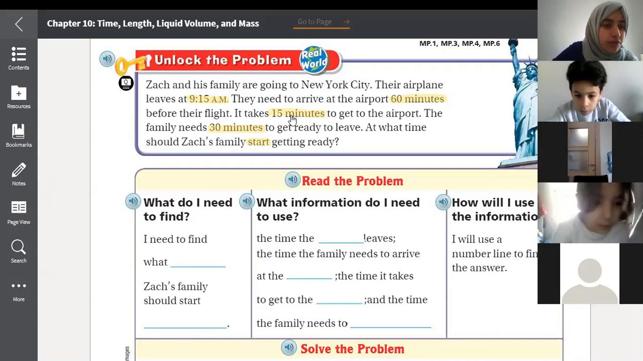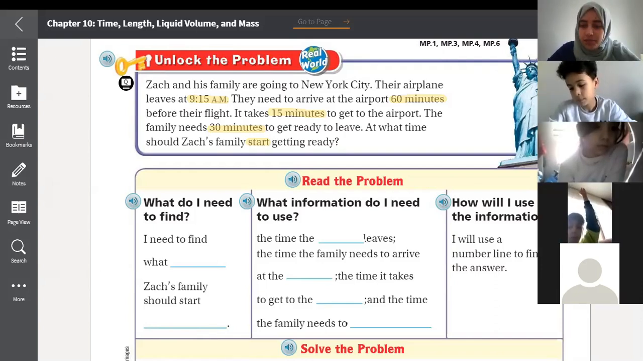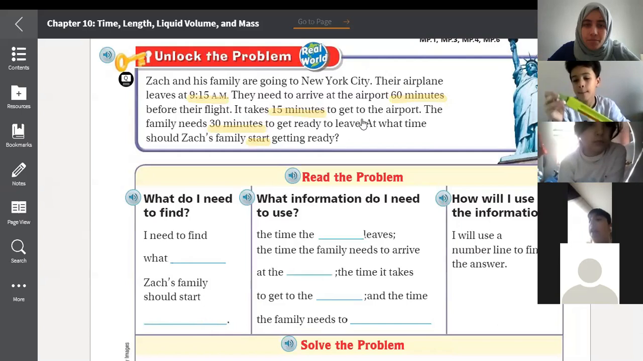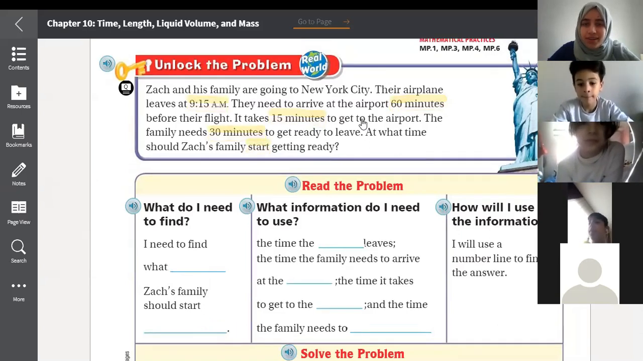So in the first part, Azzat, help me with the first part, please. What do I need to find? The number is 85 minutes. Okay, before you give me the final answer, tell me the step-by-step.